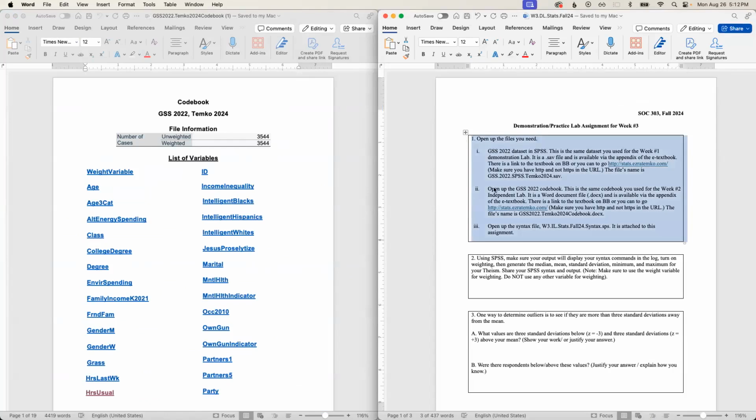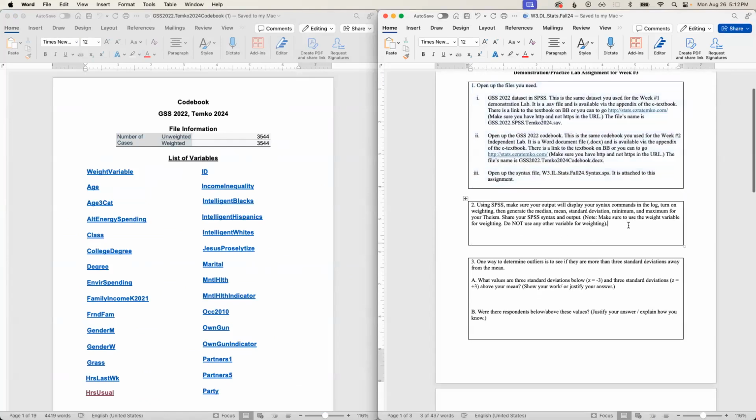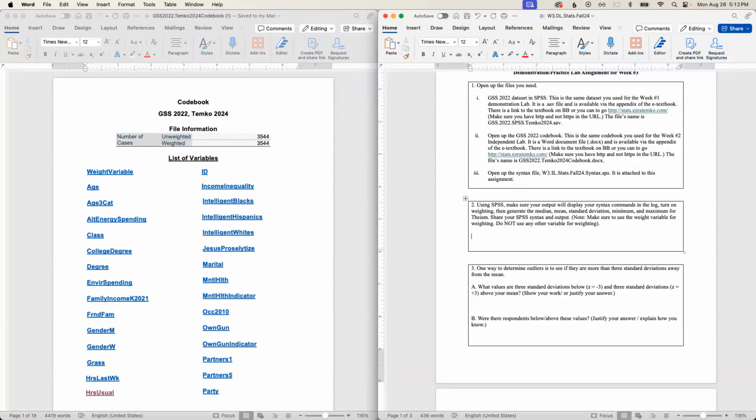Okay, so now let's see, it says make sure output will display your syntax commands in the log, turn on weighting, then generate the median, mean, standard deviation, minimum, and maximum for theism. Okay, so that's the variable that we used for the demo lab last week. We're going to continue going with it. Share your syntax and output.